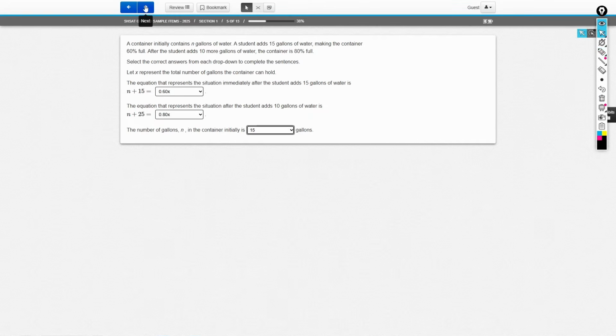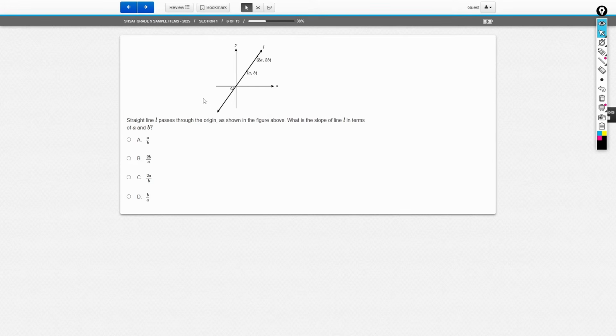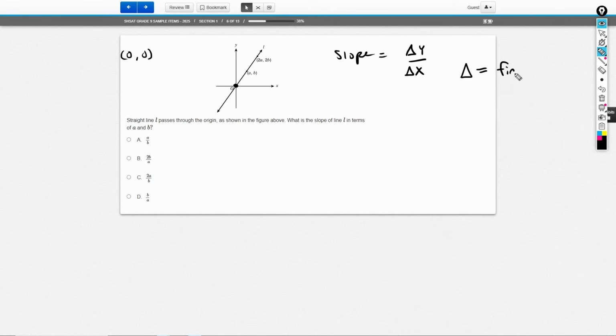Okay, moving on. It says that straight line L passes through the origin as shown in the figure above. What is the slope of line L in terms of A and B? So if it's passing through the origin, that's always 0, 0, and we know that the slope is equal to the change in y over the change in x. So delta is just equal to final minus initial of whatever we're looking at. So delta y is equal to the final y minus the initial y. Okay, or it's just y minus y to find the change.